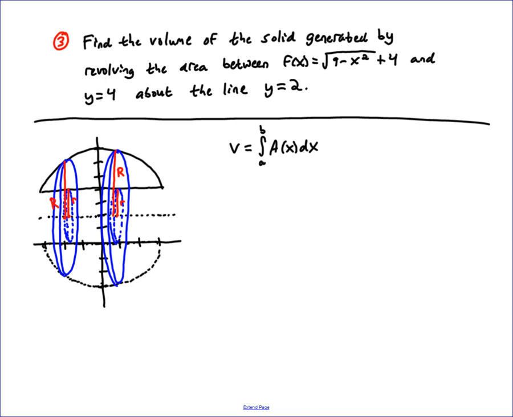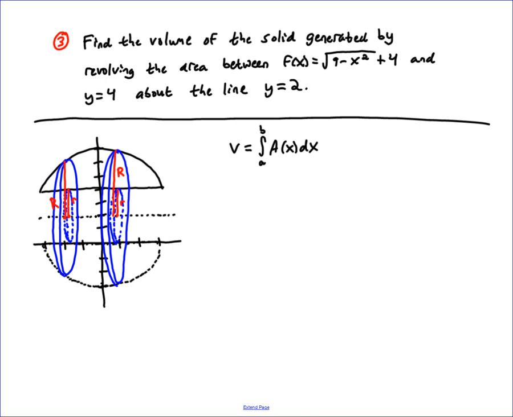So we're taking basically our same base area here of the square root of 9 minus x squared plus 4, and we're shifting it up 4, as you can see from the drawing. We're taking the area between that curve and y equals 4 and revolving it about the line y equals 2. So this is one where it really helps, I think, to sketch it out, as you'll see I did over there on the left-hand side of your screen.